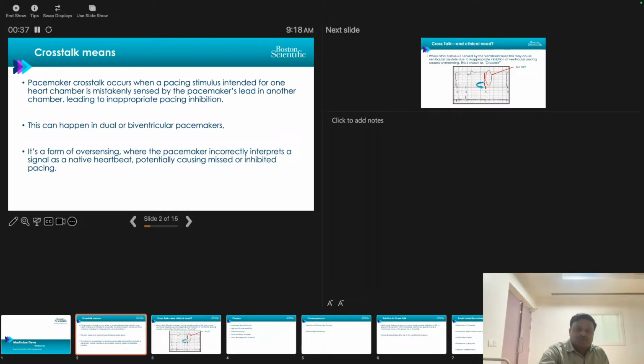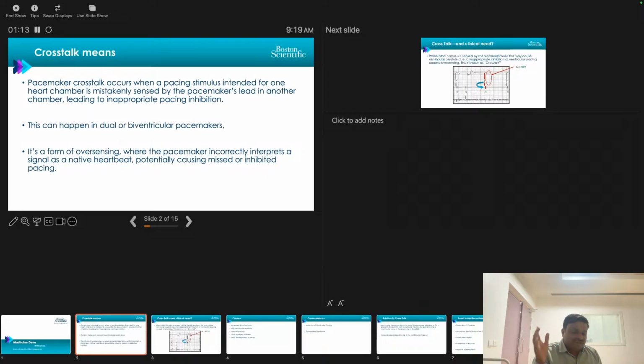So basically, what is crosstalk in terms of a pacemaker? Pacemaker crosstalk is when a pacing stimulus intended for one heart chamber is mistakenly sensed by the other pacemaker lead. That means if the atrial spike is sensed by the ventricle, the ventricular lead is oversensing, and there will not be any paced beat in the ventricle when it is required. That leads to inappropriate pacing inhibition, and we are going to see a loss of capture.